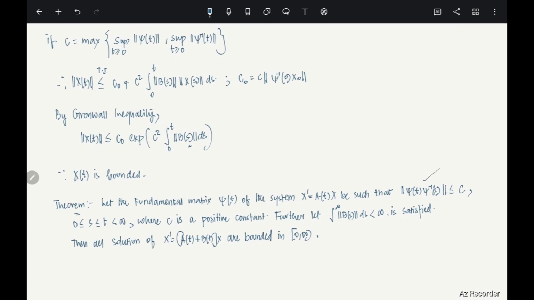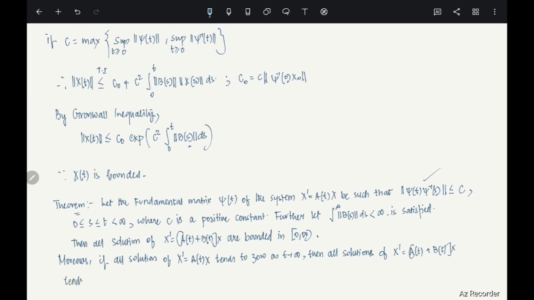Summability, that is there. Moreover, you can say much more here. Moreover, if all solutions of x prime equals A(t) x tend to 0 as t tends to infinity, clear? Okay. Then all solutions of x prime equals A(t) x plus B(t) x, the perturbed system, tend to 0 as t tends to infinity.